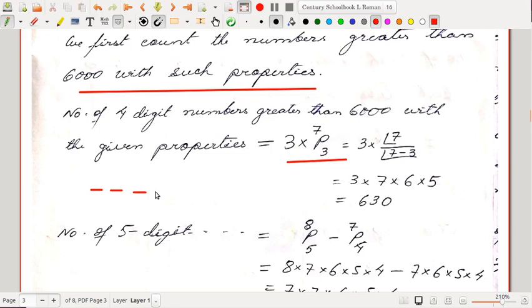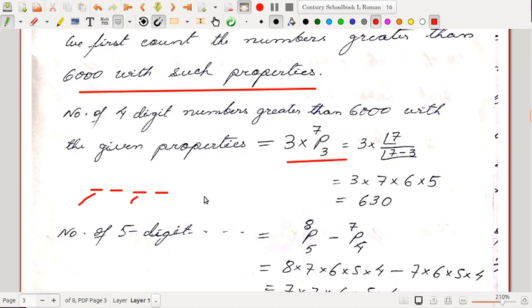There are 4 places. The first place can be filled with only 6, 8 and 9. The second place can be anything other than 2 and 7, and the same for the third and fourth places. Since repetition is not allowed, we can do it using permutation, 7P3. The 7 digits have to be permuted among themselves, so that can be done in 7P3 ways.